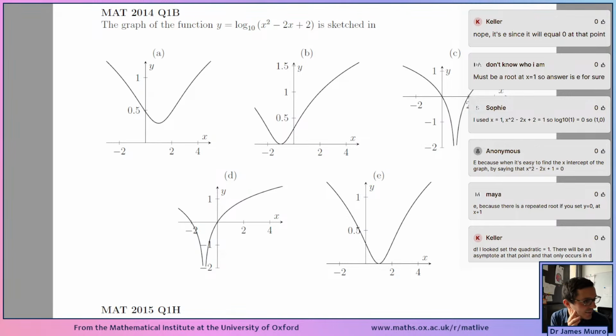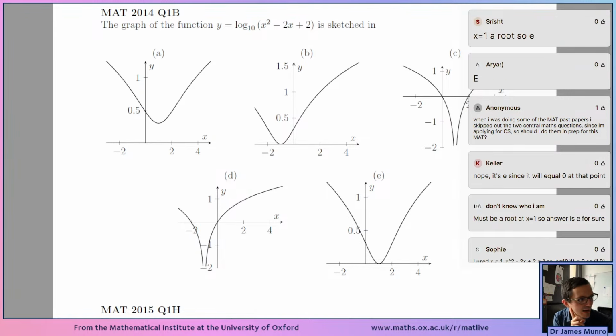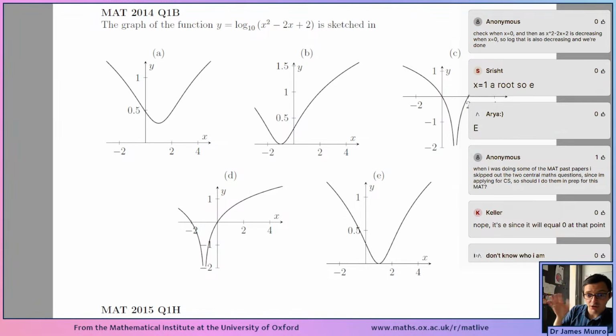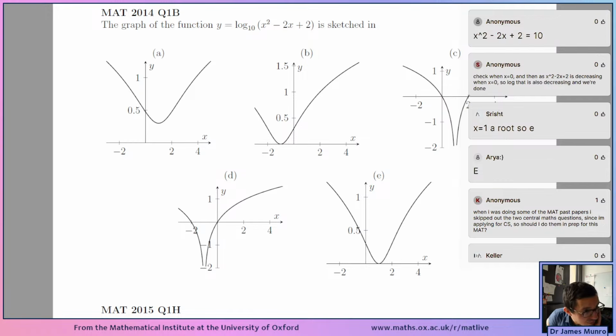Right, okay, yeah. Keller has changed to E as well. And Trish has chimed in, x equals 1 is a root, so E. Nice, okay. I like that, and I like the way we had different arguments coming in for checking what's going on. One more from an anonymous person, checking what happens when x is 0. So like Sophie checked x equals 1, this person's checking what goes on with x equals 0, where it's log base 10 of 2. No, I'm not sure. Oh, but then no, they're talking about the gradient. They're talking about how it's decreasing.